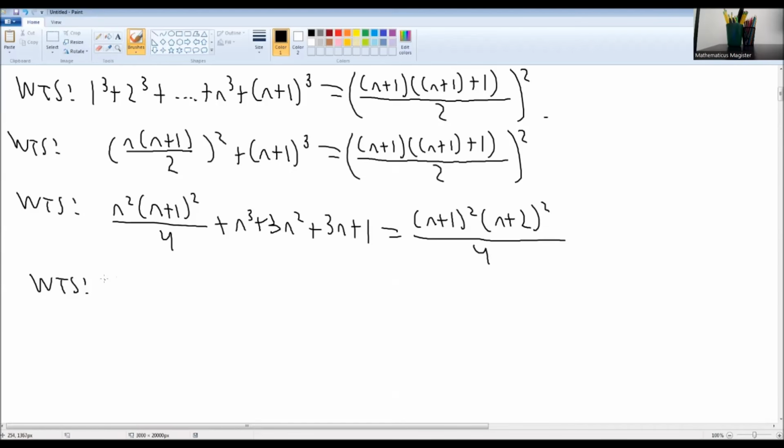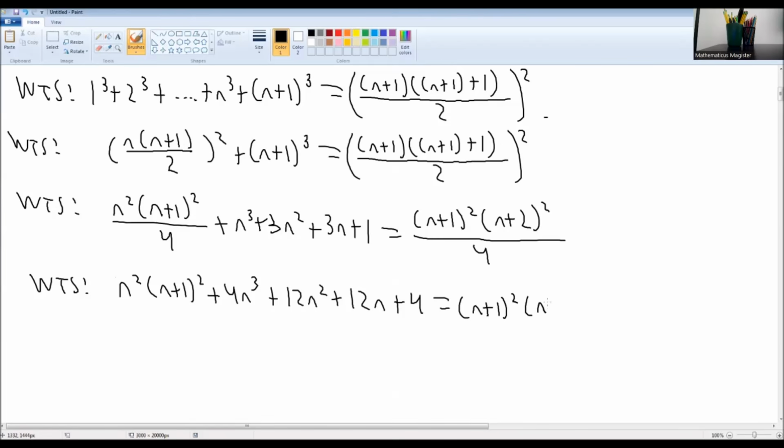To get rid of fractions, why don't we try multiplying both sides by 4? So if we do that, we get n squared times n plus 1 squared plus 4n cubed plus 12n squared plus 12n plus 4. And then the right side just becomes the numerator, n plus 1 squared times n plus 2 squared. Okay, now let's expand this stuff out. n plus 1 squared is n squared plus 2n plus 1.